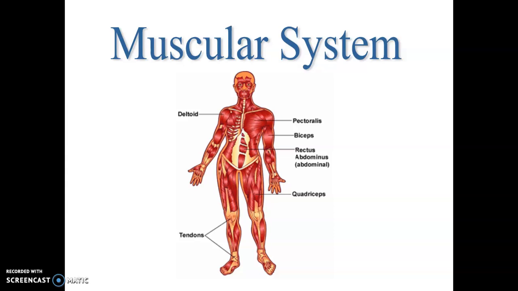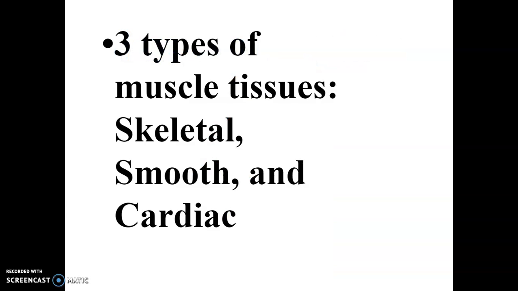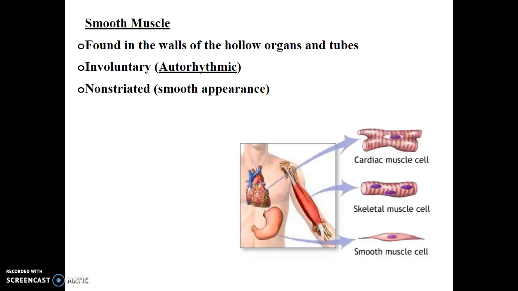So anyway, without any further ado, 3 types of muscle tissue. We learned this in, I think, our second unit of the year when we learned about the different types of tissues. We went through and learned that there were 3 different types of muscle tissue. Let's recap and learn a little bit more on these.